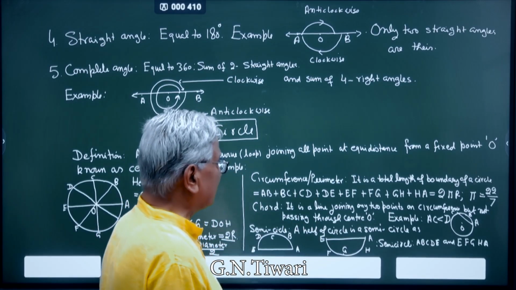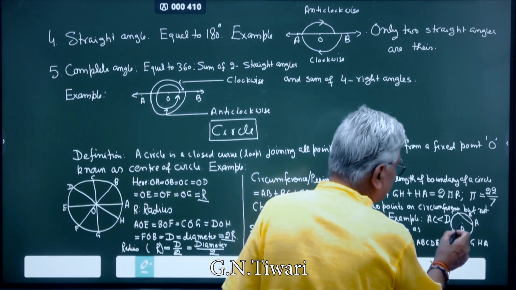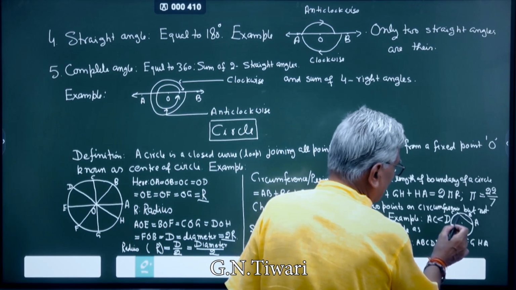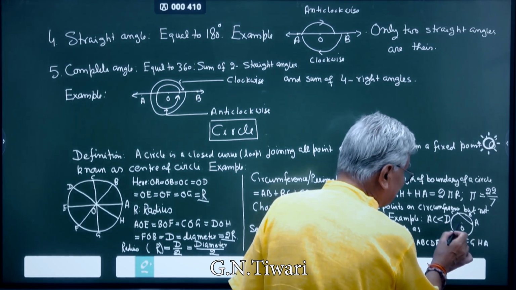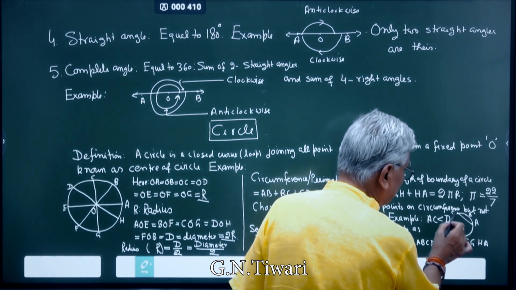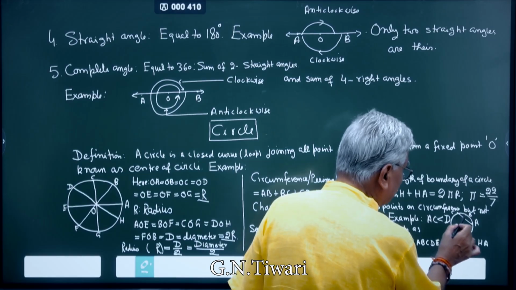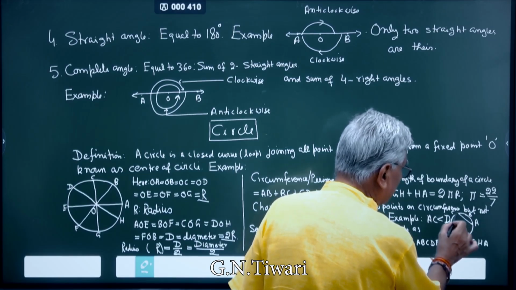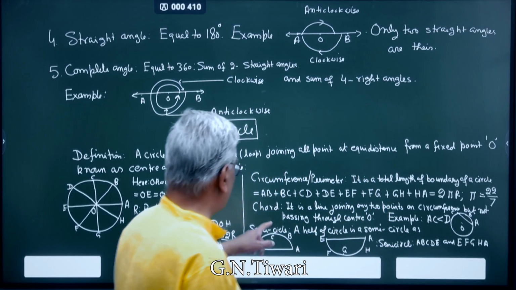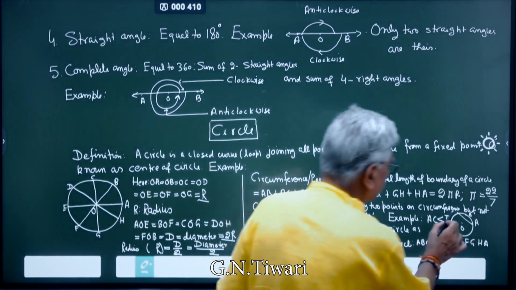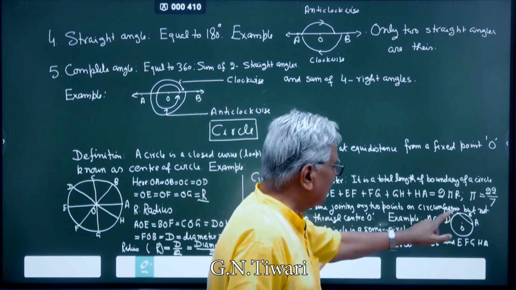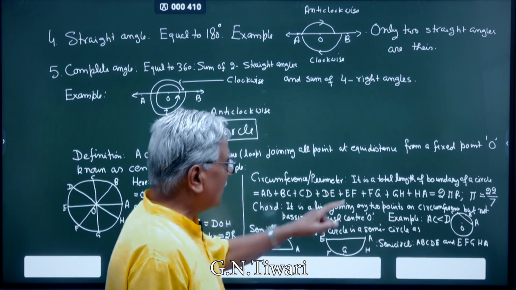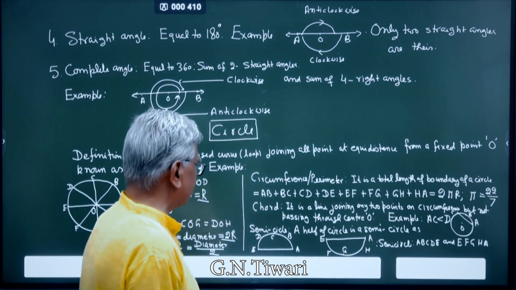Chord. What is chord? Just say any line passing at 2 points of this circle excluding the center. CA, this is a chord. But when you make A, B, C, this is the arc. So ABC is the arc, CA is the chord. Chord is always less than the diameter.